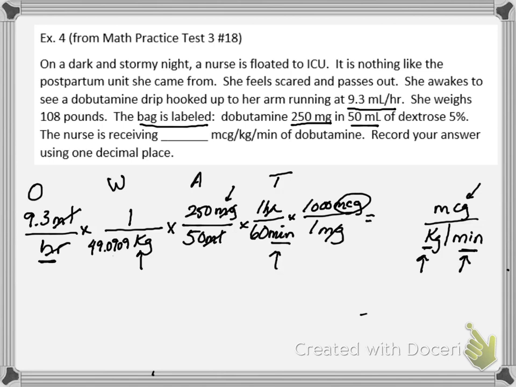So now I just use my calculator, and I come up with 15.787. And I look for my rounding directions, and it says to round to 1 decimal place. So that's going to become 15.8. And that would be mcgs per kg per minute. But all that I would record on the test is the 15.8.